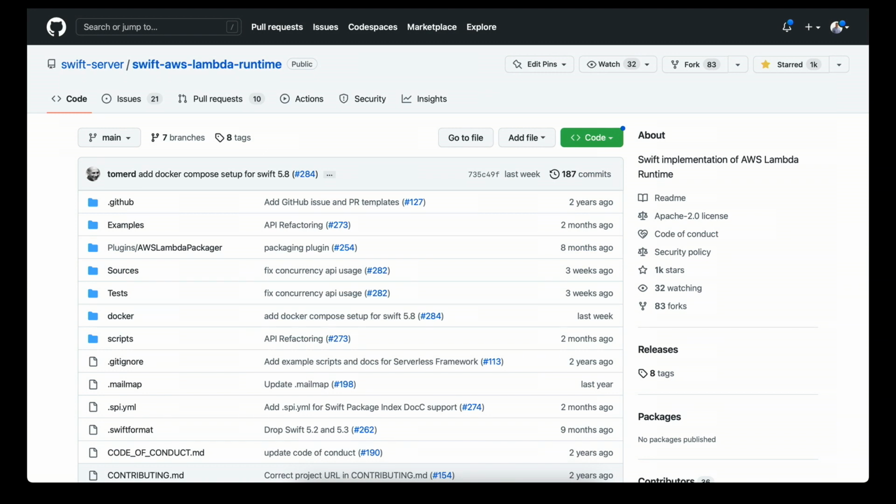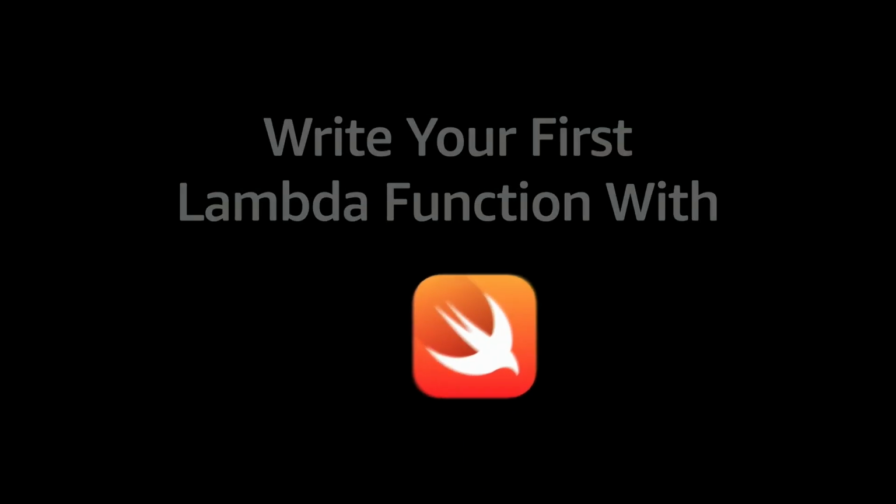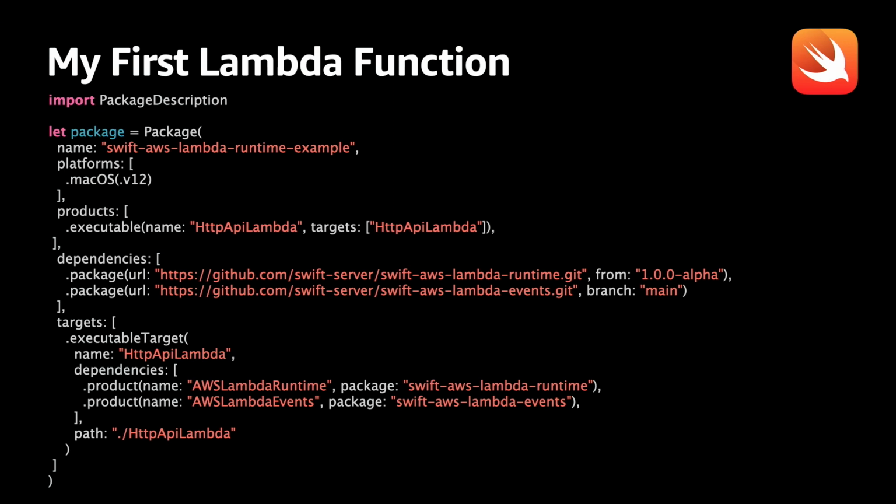I'll let you finish taking pictures, and then I'll move to the next slide. So let's see how you can write your first Lambda function with the Swift programming language. First, you need a project. I'm going to use SPM here, and I need to define an executable target of any name. Then I add dependencies. There are two dependencies to add.